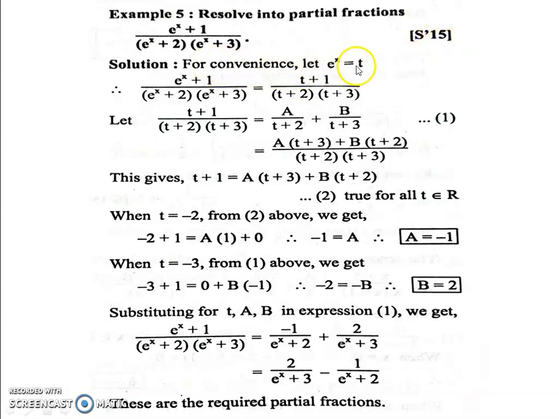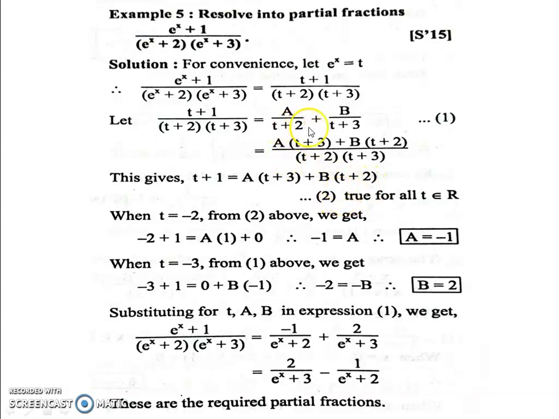So we have to put e raised to x equal to t. T is any parameter we put. So we derive the expression: t plus 1 upon (t plus 2)(t plus 3). So we solve this in partial fractions. Instead of x, there is t. So t plus 1 upon (t plus 2)(t plus 3) is A upon t plus 2 plus B upon t plus 3. We have to take cross multiplication. So we derive t plus 1 is equal to capital A into (t plus 3) plus capital B into (t plus 2). It is equation number 2.